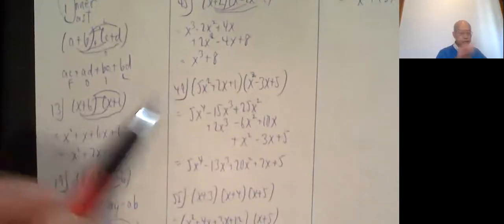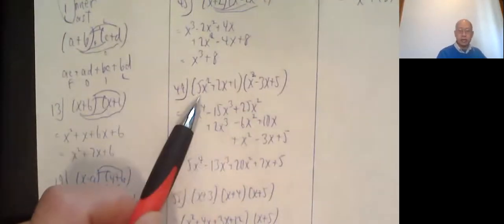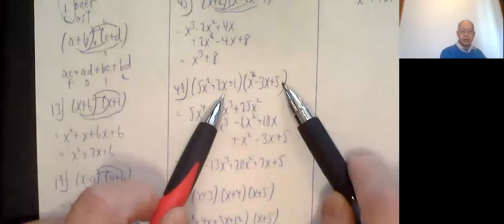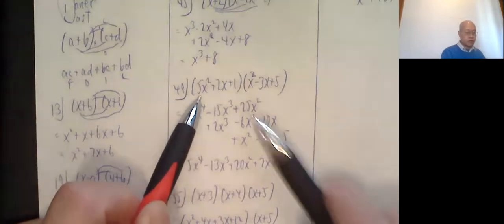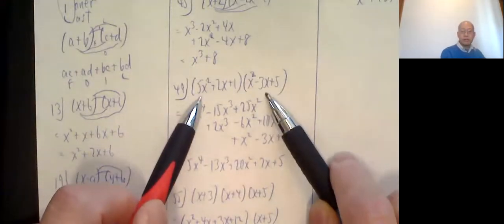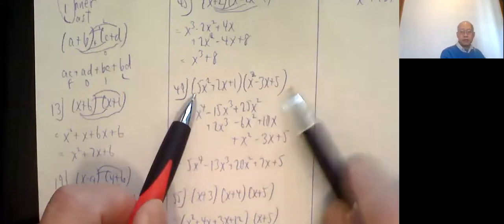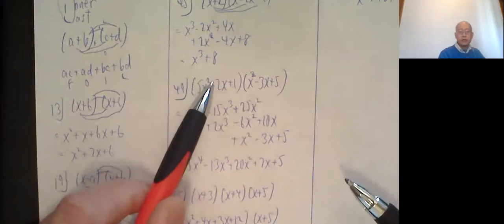49 is a little bit harder. You have a trinomial times a trinomial. So that's 9 multiplications. This times all of these. This times all of these. 1 times all of these. Okay, so 5x squared times x squared, 5x to the 4th. Then times this one, negative 15x cubed. Then times that one, 25x squared. Okay, so 5x squared is finished. Now 2x times each of these.